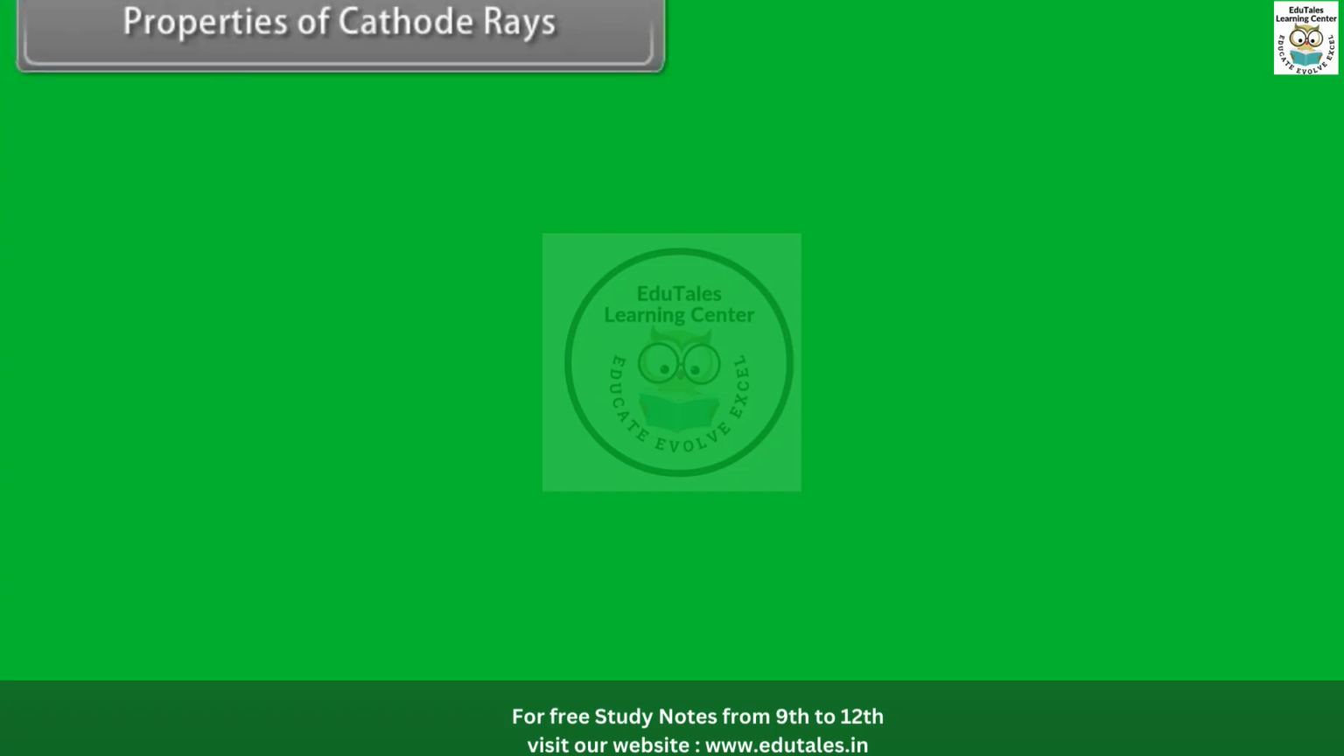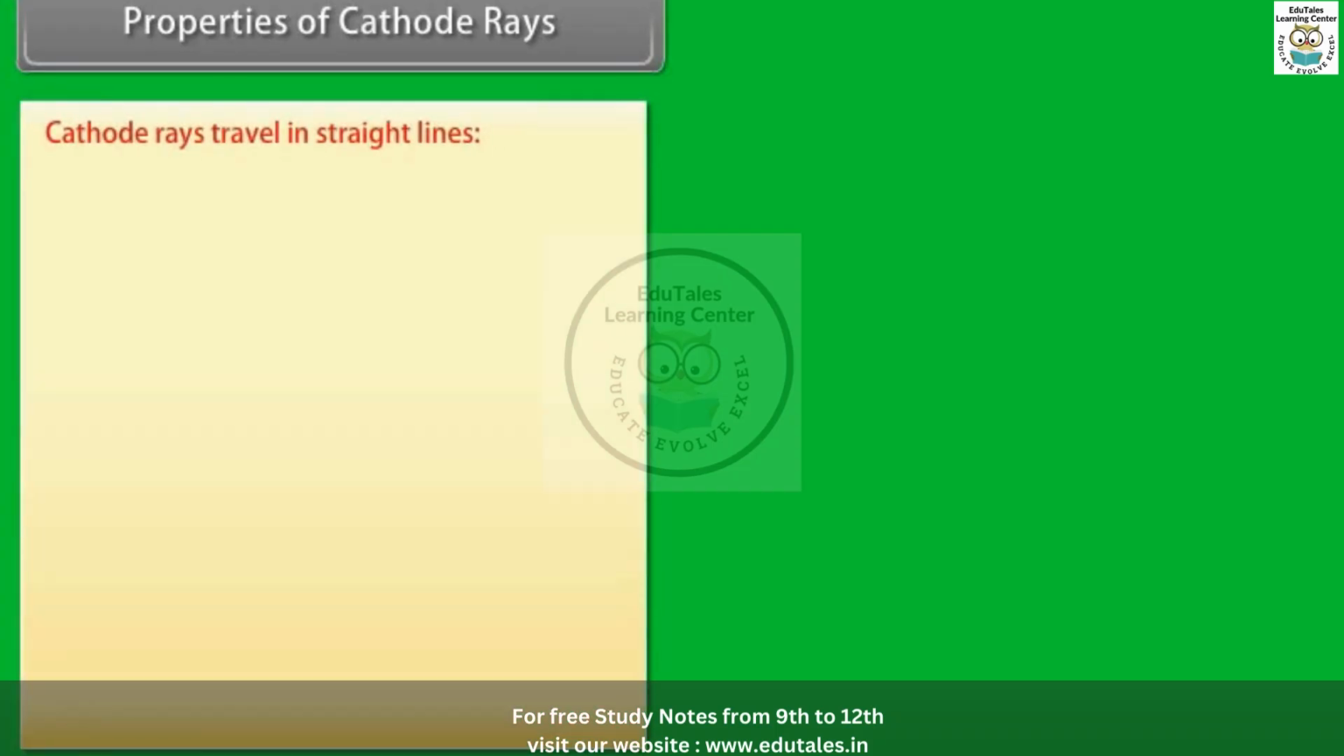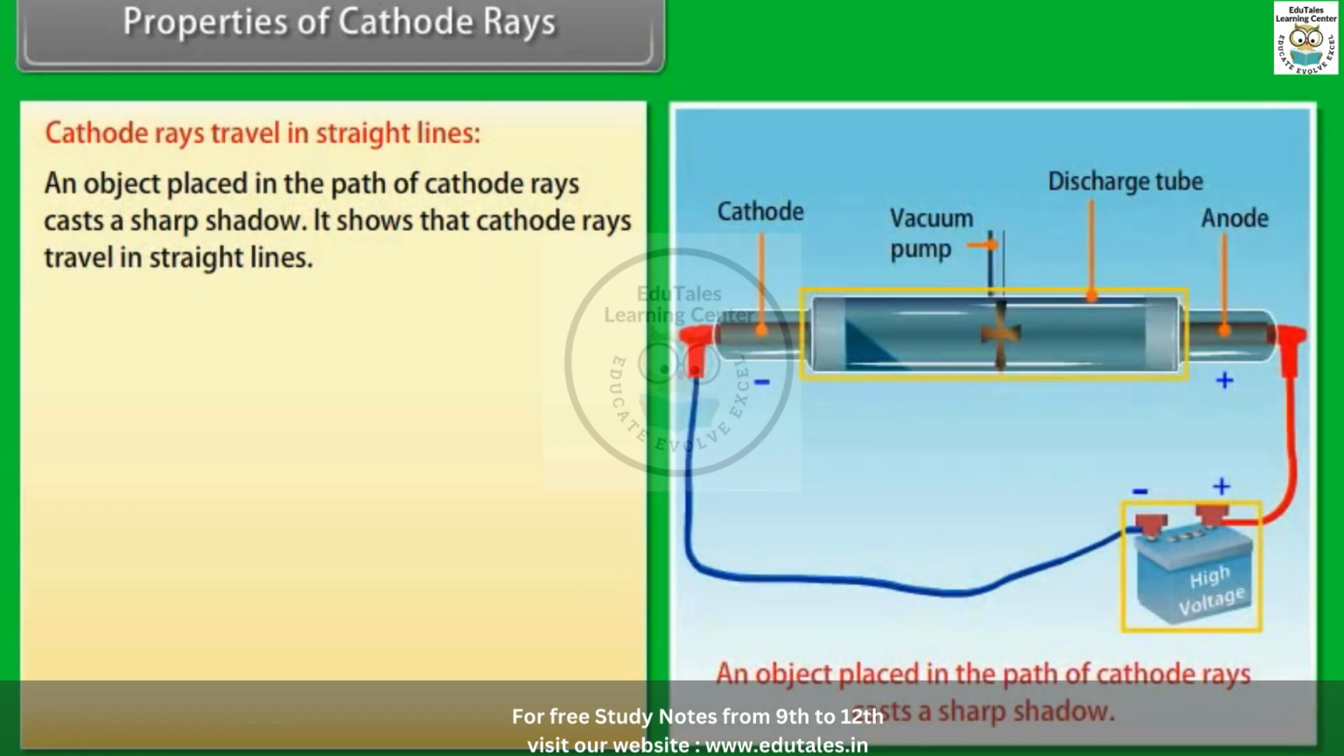Properties of cathode rays. Cathode rays travel in straight lines. An object placed in the path of cathode rays casts a sharp shadow. It shows that cathode rays travel in straight line.